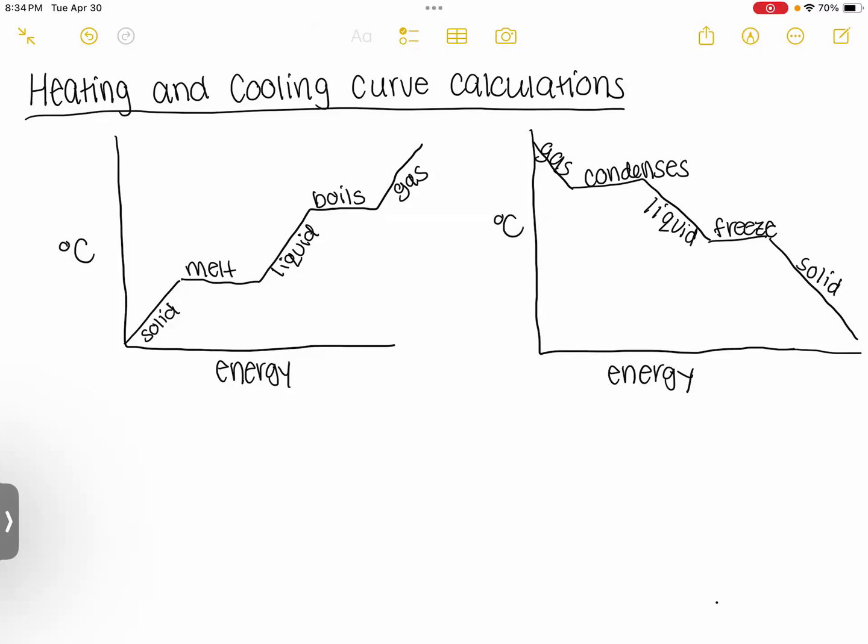We are going to use different equations for each of the 5 segments. So I am just going to number each of the segments. Solid is going to be segment 1. Melting and freezing, the phase change between liquids and solids, would be segment 2. When the substance is a liquid, that will be segment 3. Boiling, condensing, the phase change between liquid and gas, segment 4. And when the substance is a gas, we're going to call that segment 5.